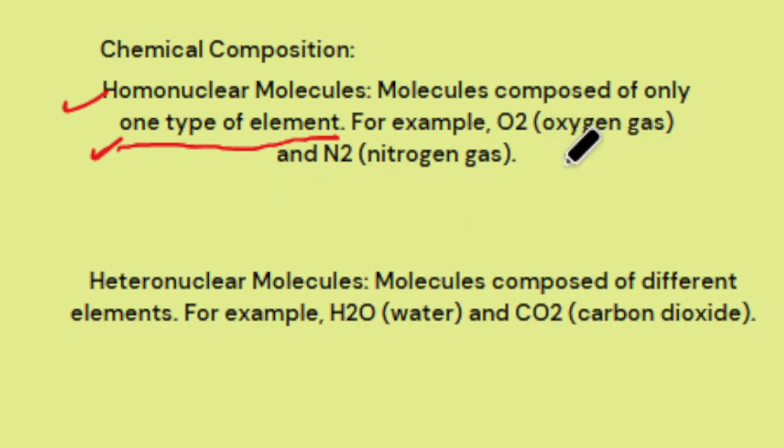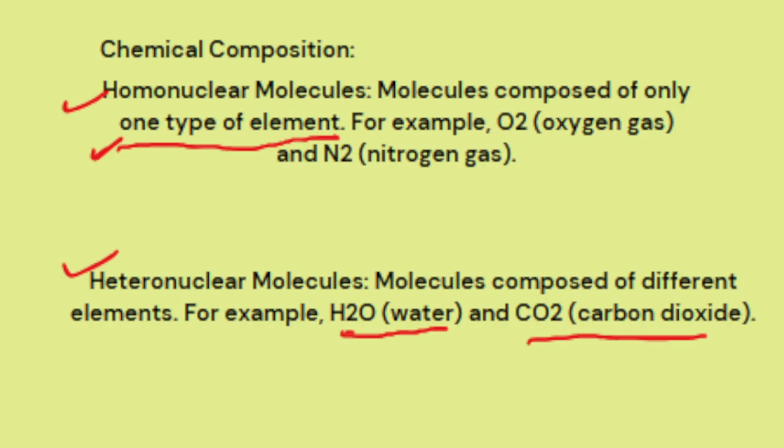For example, H2, O2 gas and N2 gas, where only H, O and N elements are present. Next is the heteronuclear molecule. In this category different types of elements are present, for example H2O and CO2.